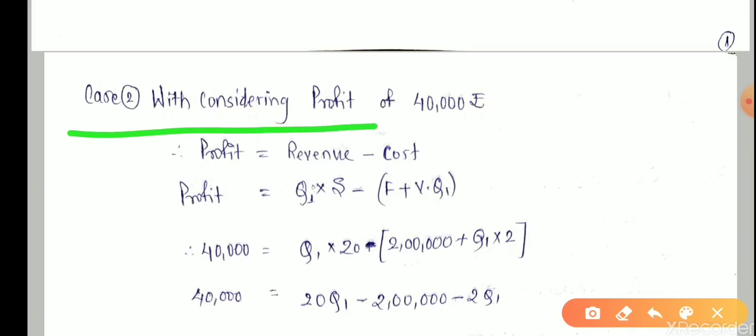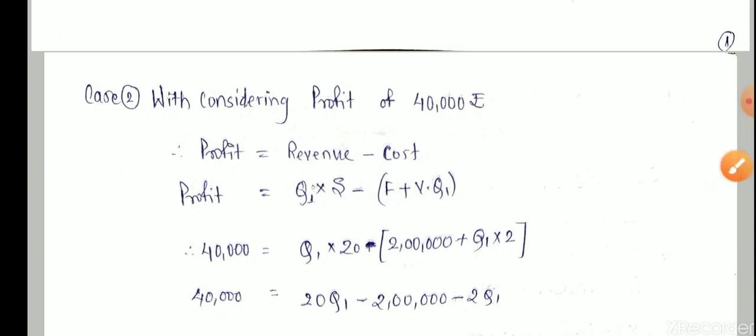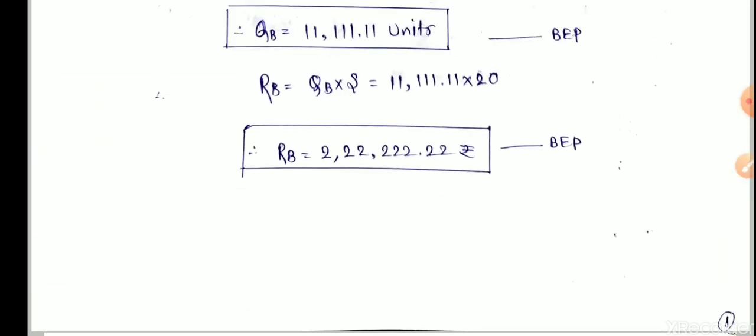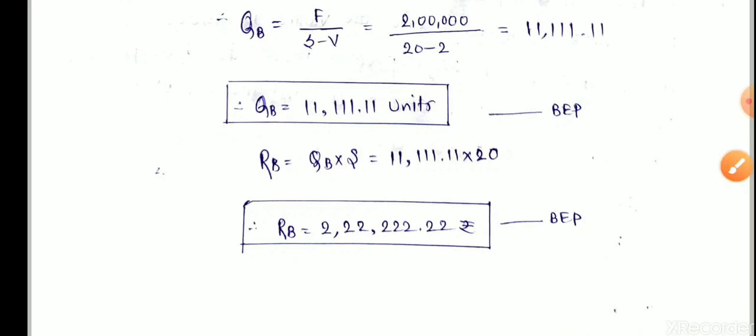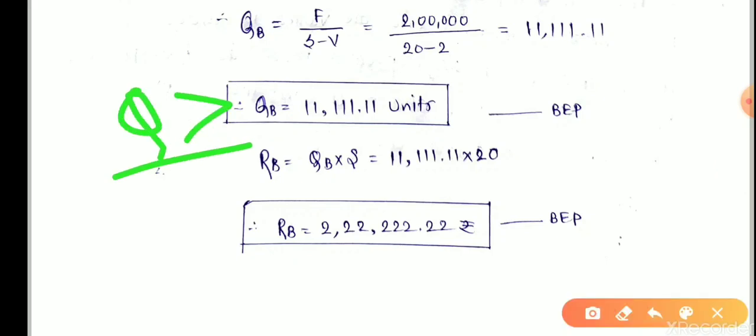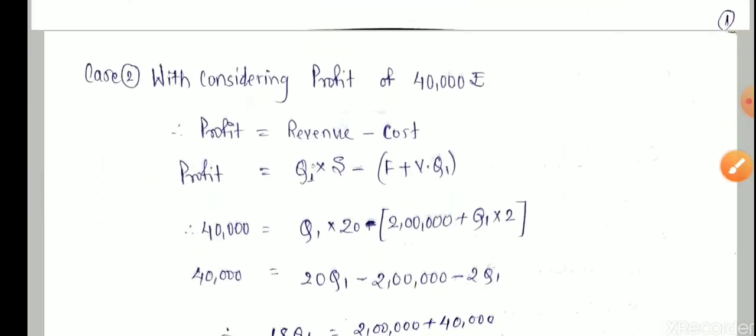Now case 2 of the same example is with considering a profit of 4,000 rupees. Means if you want the profit of 4,000 rupees, then how many units do you have to sell? For no profit no loss, how many units? 11,111 units. If you want the profit, obviously then Q is greater than QB for making the profit. It's a basic concept.